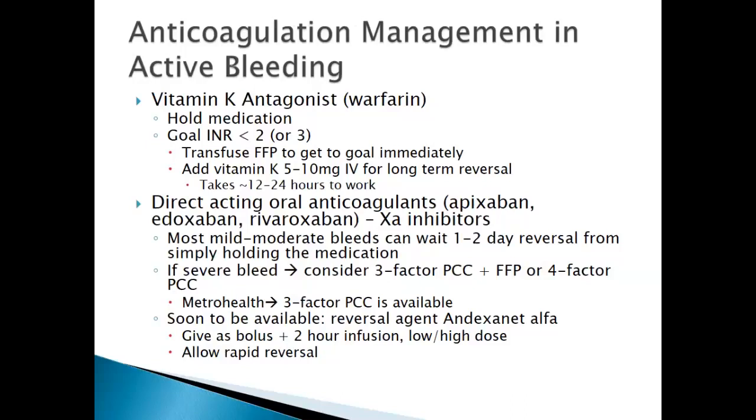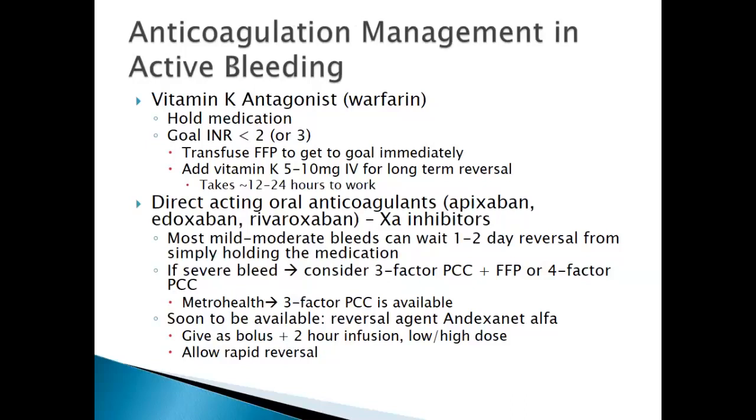But if there's a severe bleed, we would consider 3-factor prothrombin complex concentrate plus FFP to make up for the 4th factor, or 4-factor PCC. From my experience here, 3-factor PCC is available at Metro Health, so that's something you can consider using.